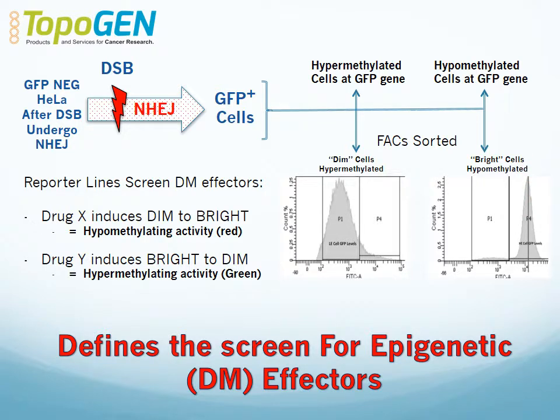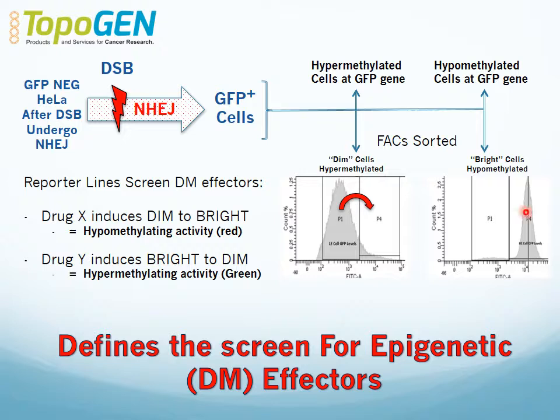Now, suppose you take a drug, say drug X, that induces hypomethylating activity, then you're going to get a shift in expression, shown by this red arrow here, from low expressing to high expressing. And this would be an example of an agent like azadeoxycytidine, which inhibits the DNA methyltransferase. That would be an example of a hypomethylating drug.